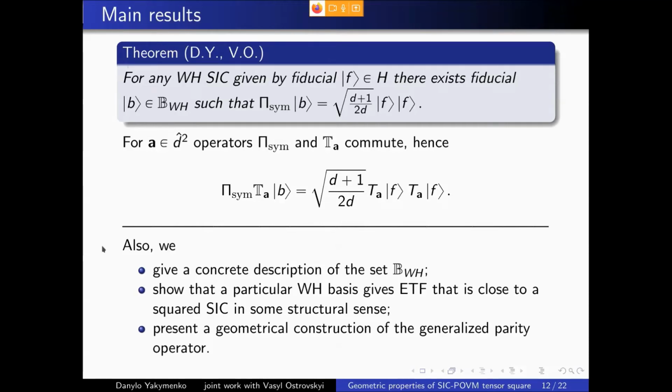This is the main result, and there are other results. There is actually a complete description of those bases. We show that a particular basis is close in some structural sense to a squared SIC. And we also show how the so-called generalized parity operator emerges here.